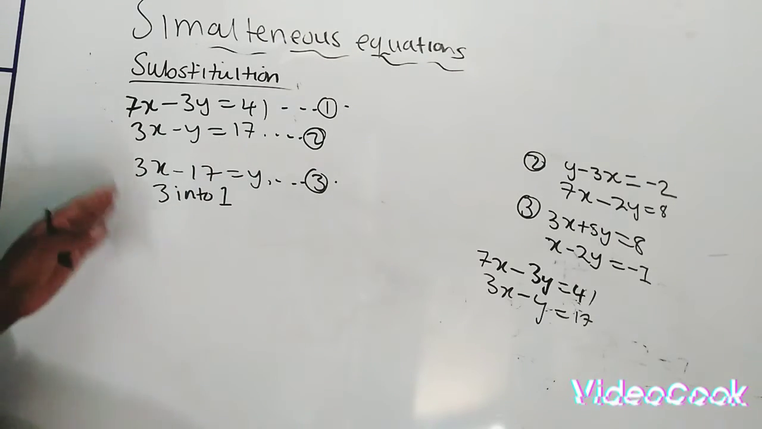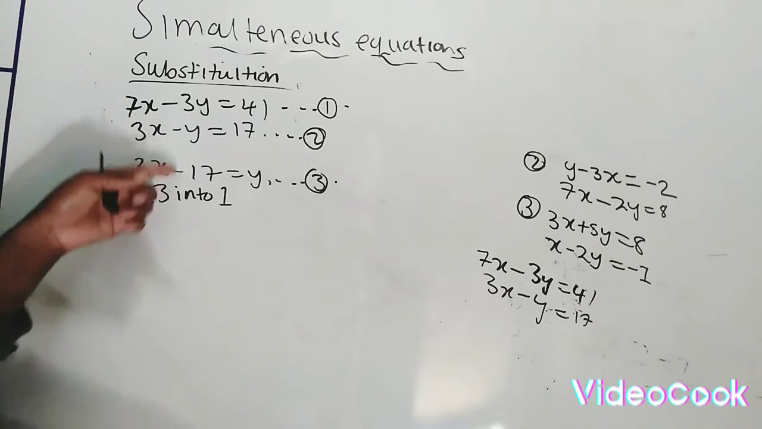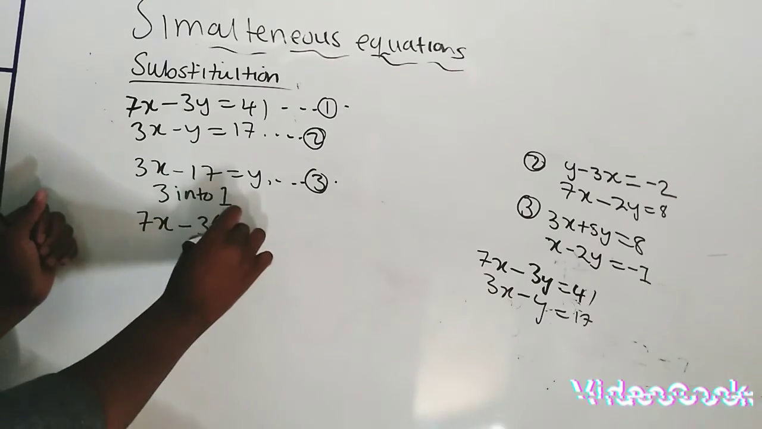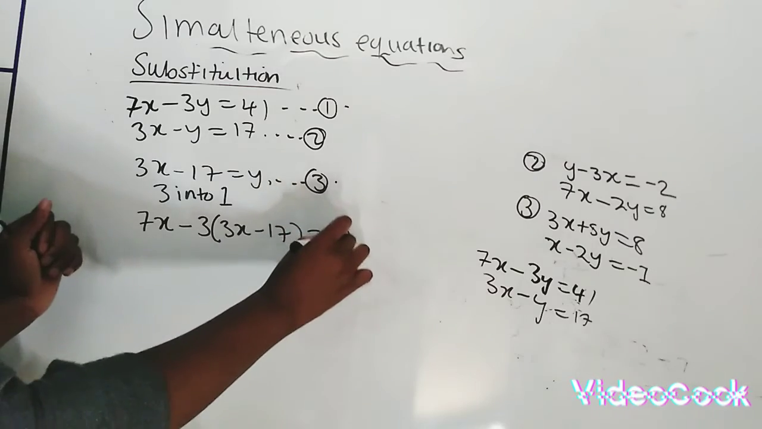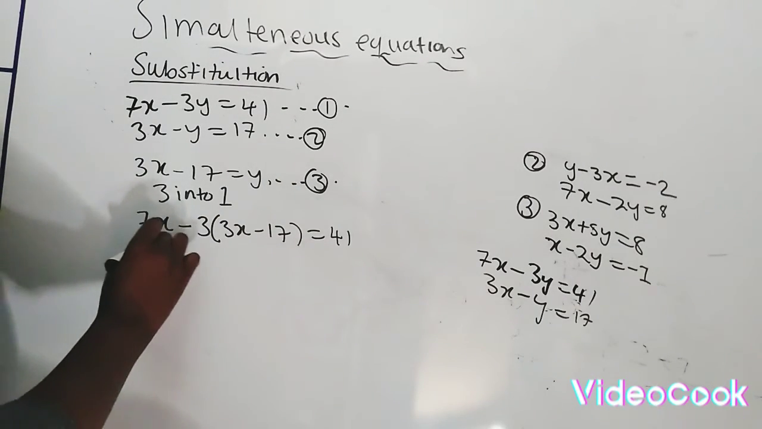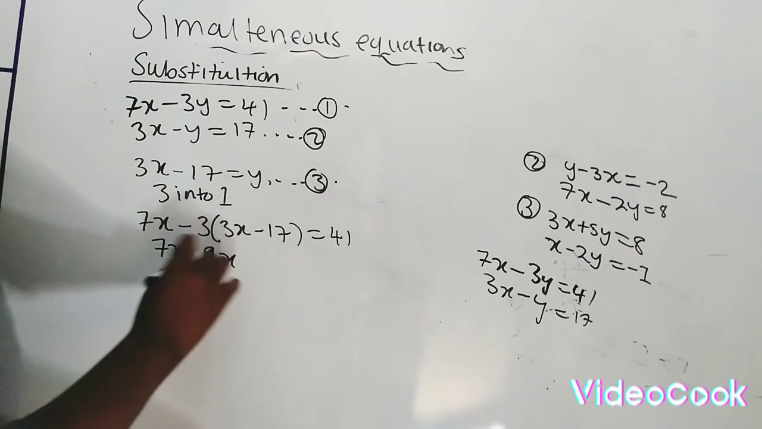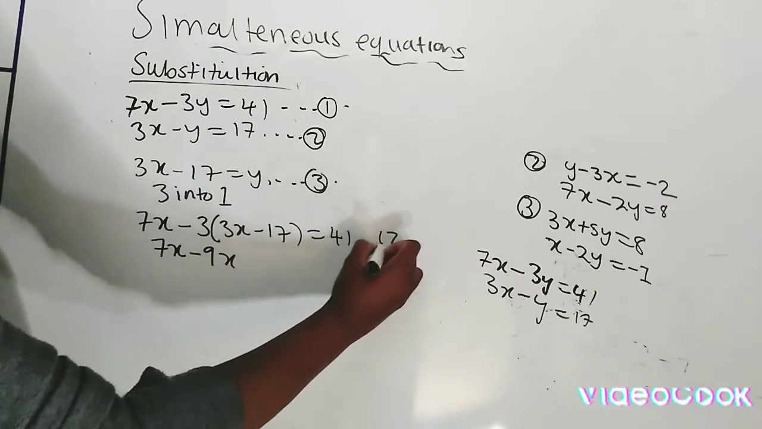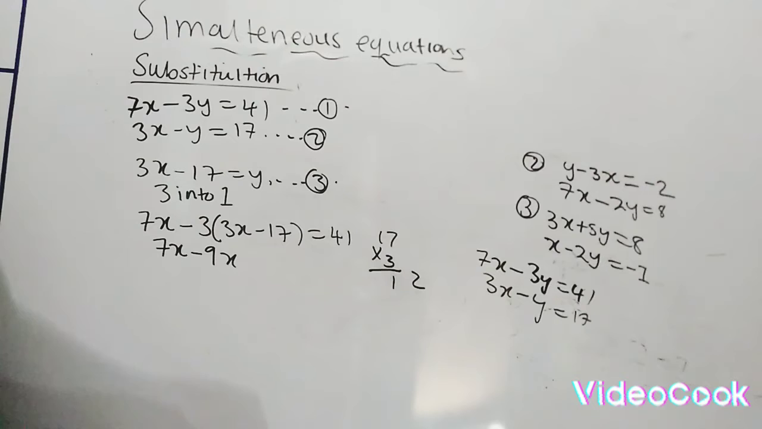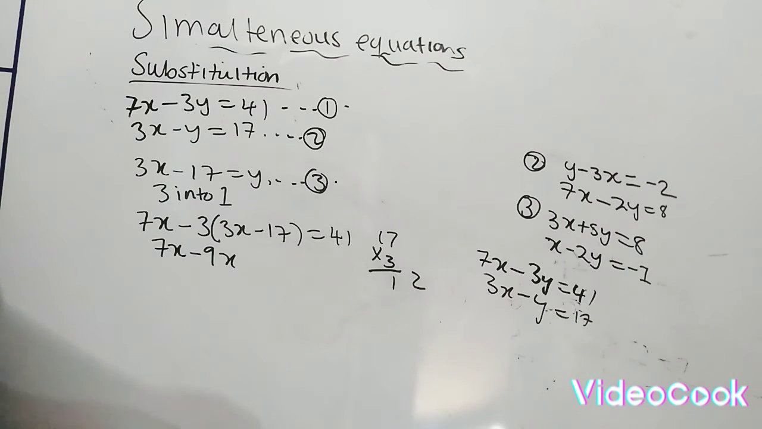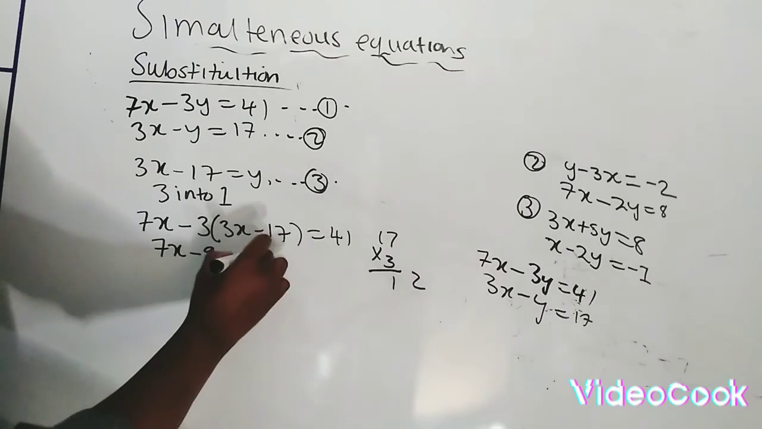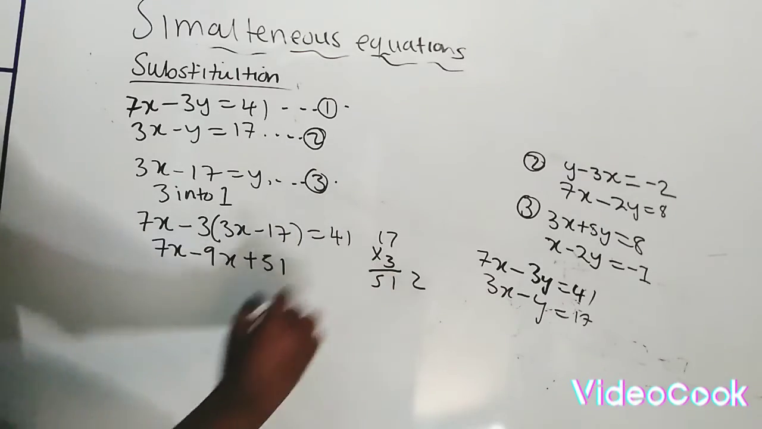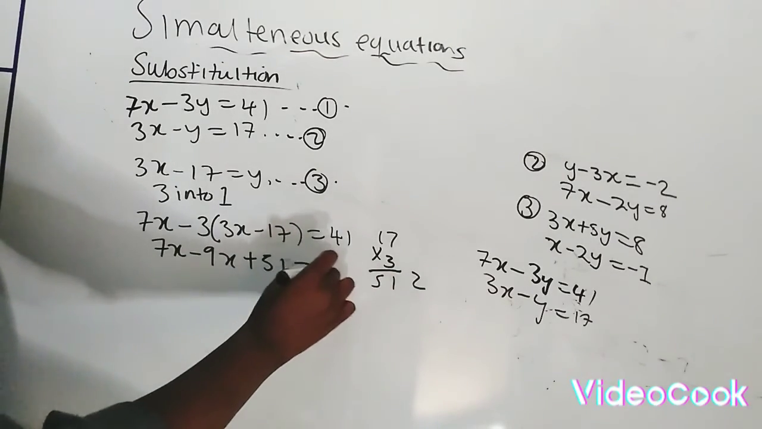If I inject my equation 3 into equation 1, meaning that in place of y, I'll write 3x minus 17. So I have 7x minus 3 open bracket, 3x minus 17, equal to 41. Now let's expand this. This is going to be 7x minus 9x minus 3 times a minus 17, which should be a positive answer, right? Let's multiply 17 times 3. 3 times 7 is 21, 1 carry 2. 3 times 1 is 3 plus 2 is 5. So we get a positive 51, being equated to 41.